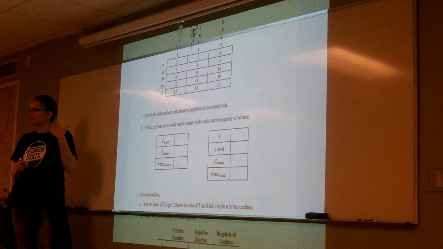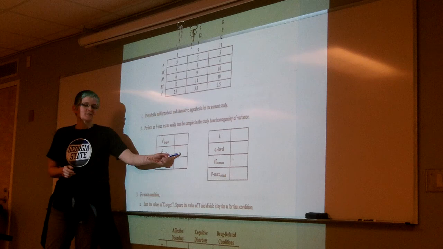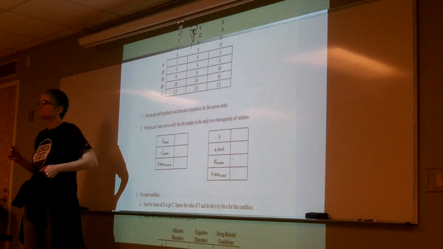Then how do you calculate F max observed? You divide them. You divide them how? Largest over smallest, right? So then you divide this by this, the largest by the smallest, and what do you get? 1.4. Okay? That's our F max observed.